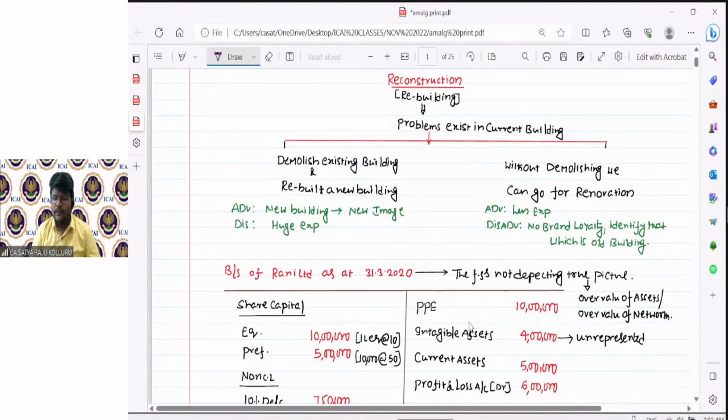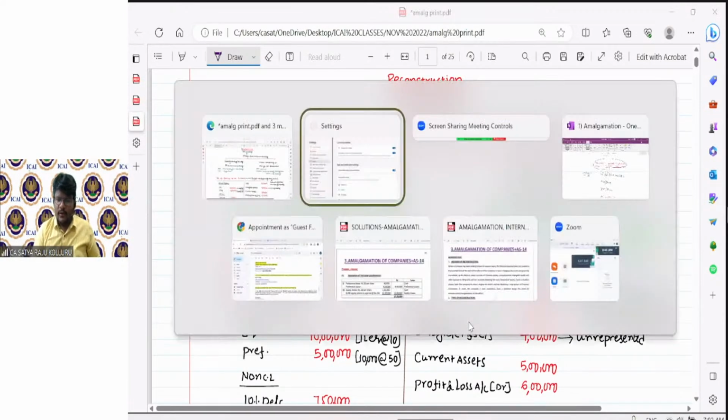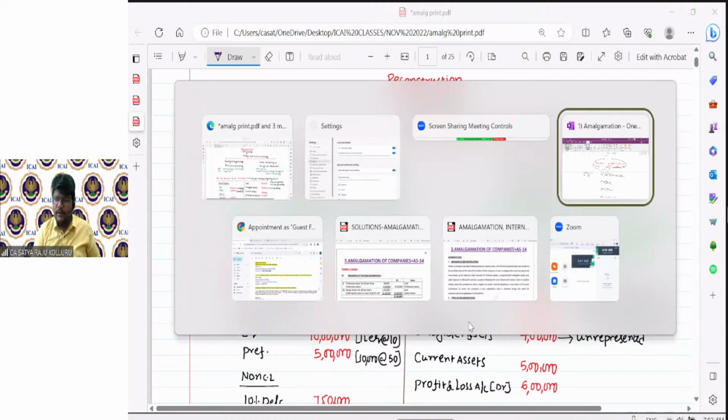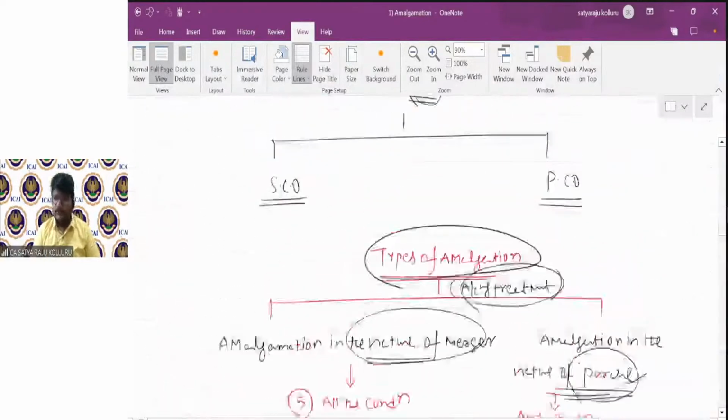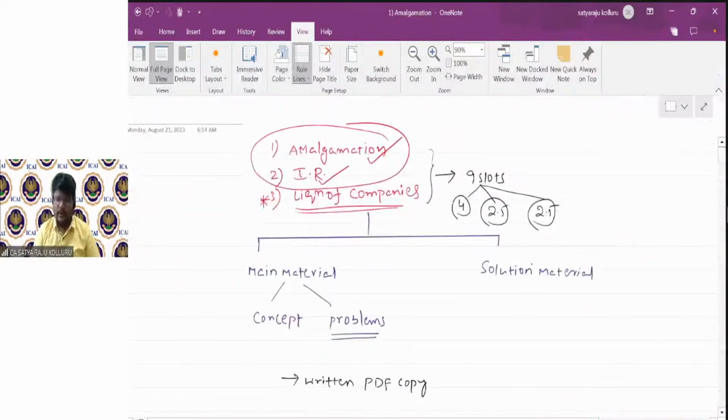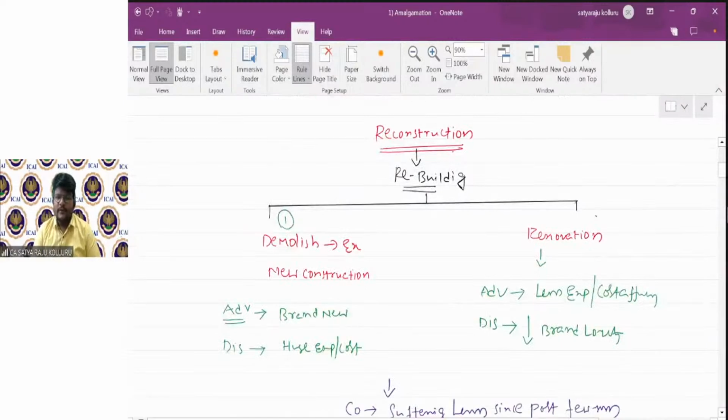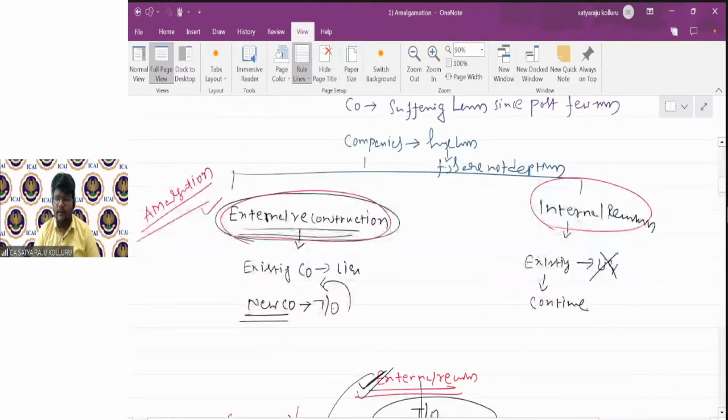Before proceeding with today's session, let me give a quick recap of yesterday's session. Reconstruction is a word we started with. Reconstruction is useful when corporates have been facing huge losses over the past few years, to revamp their financial statements to a true and fair view.